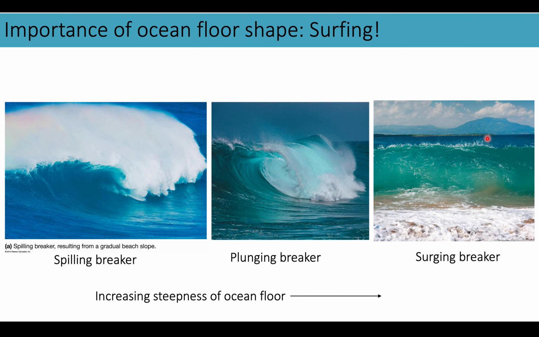So another important factor when we're thinking about waves is the seafloor shape. The shape of the seafloor is going to change the way that the waves break along the coast. For example, these are pictures of different types of breaking waves. This here on the left has the least steep seafloor, and then as we move through the photos, the seafloor is getting steeper and steeper. So depending on the steepness of your ocean floor, it's going to change the way that your waves break.